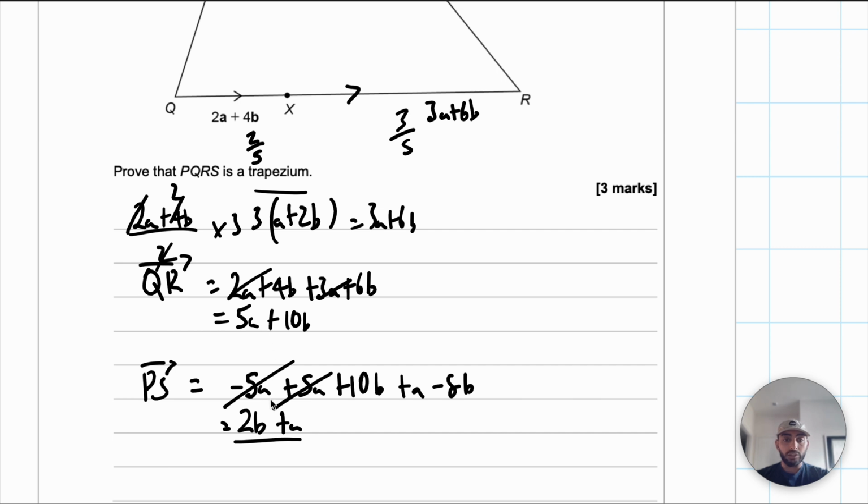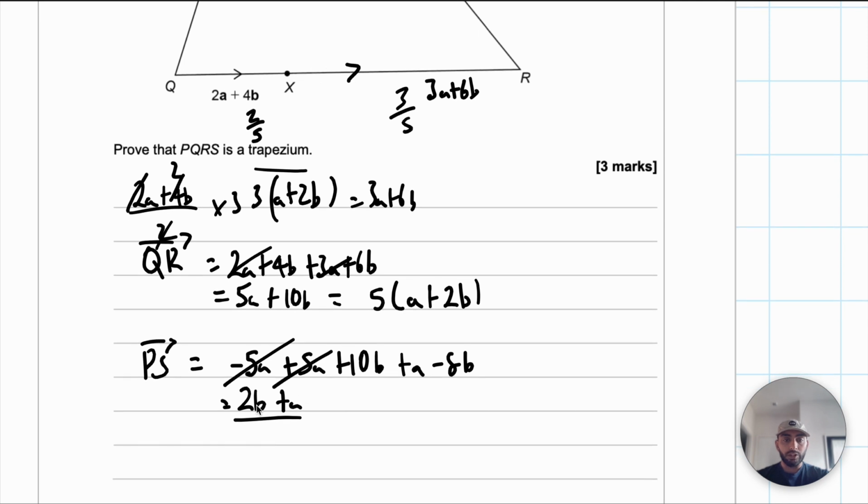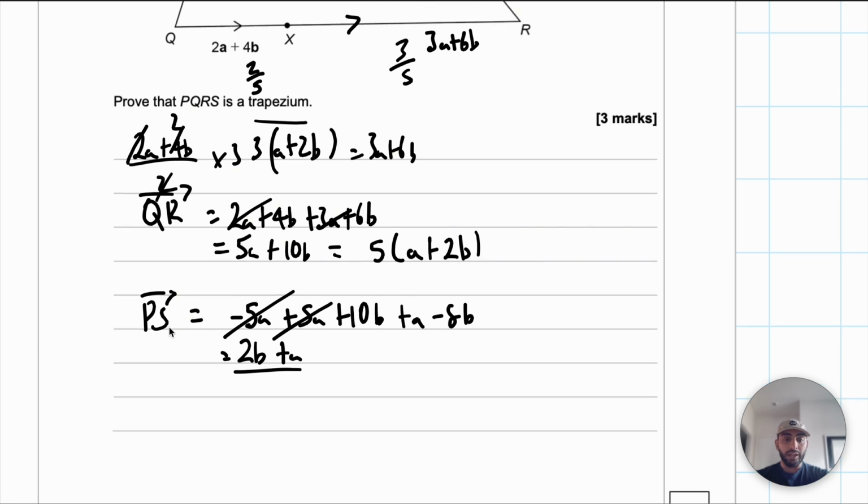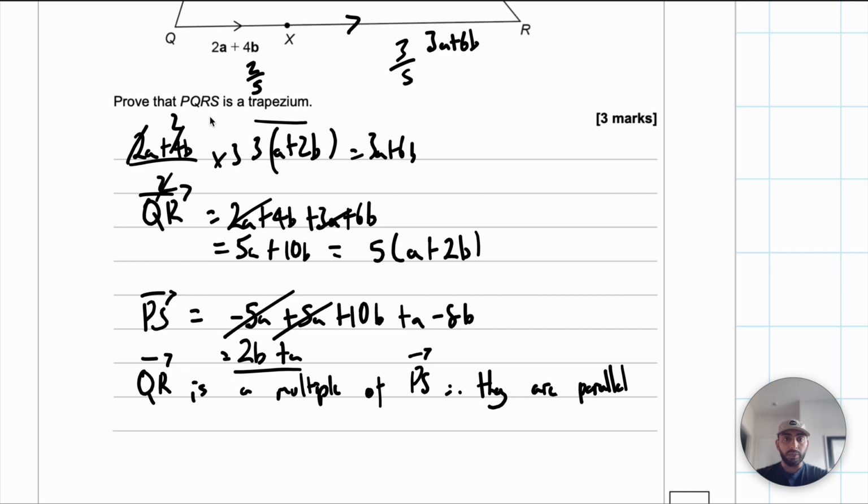Now I need to prove that they're parallel to each other. Could I factorize this first one? What's the common factor of 5 and 10? It's 5. Inside the bracket is going to be a, plus 5 times 2 gives me 10, so 2b. This one is very similar to that. You can see 2b plus a and 2b plus a. Because QR is 5 lots of the vector PS, that means that they're parallel to each other. So the final line is QR is a multiple of PS, therefore they are parallel, and PQRS is a trapezium.